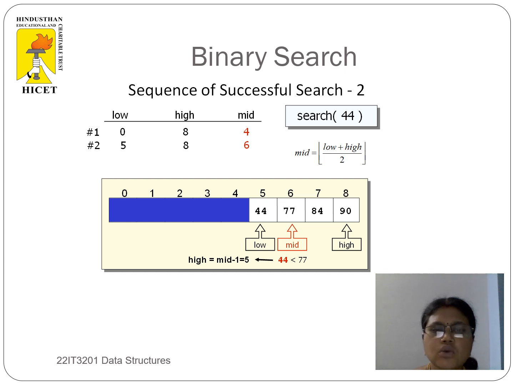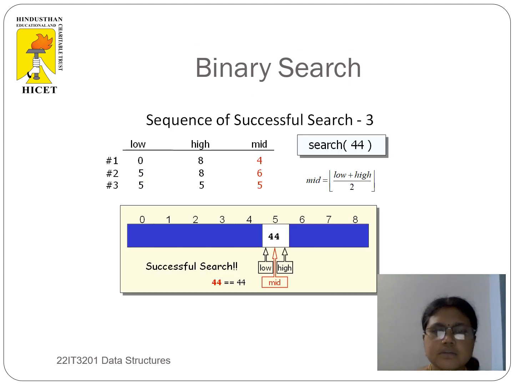So we have fixed the low, middle and high values here, and the key element to be searched is 44. It will be compared with the middle element. When comparing the key element with the middle element, the element to be found is lesser than the middle element. If it is lesser, then we are going to proceed with the search only in the lower half and we are going to discard the upper half of the array.